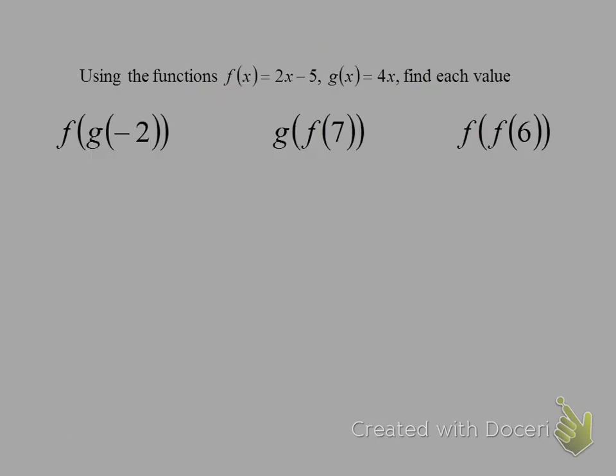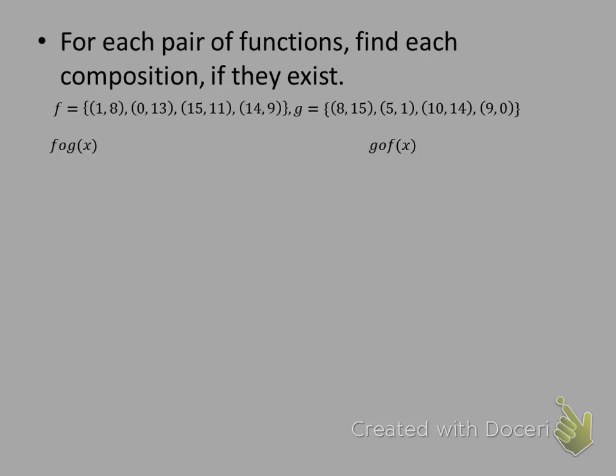I'm going to skip around. Hold on. I don't want to do this first, I want to do this first. F of g of x. For each pair of functions, find each composition if they exist. For f, you have the points 1, 8, 0, 13, 15, 11, 14, 9. For g, you have the points 8, 15, 5, 1, 10, 14, 9, 0.